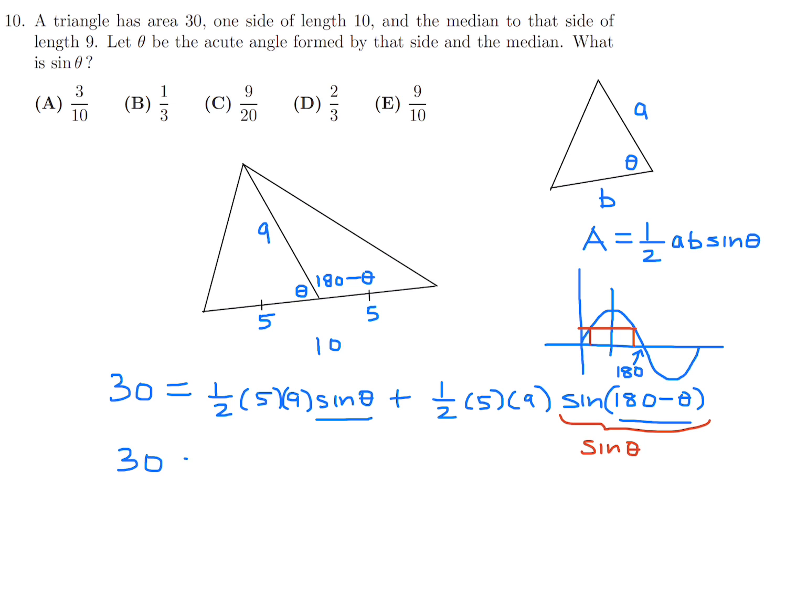Moving ahead with this question, since that's sine theta, this just becomes 5 times 9 times sine theta. To isolate sine theta, you divide through. 5 times 9 is 45, so it becomes 30 over 45, which in lowest terms is 2 over 3. So number 10, the answer is D.